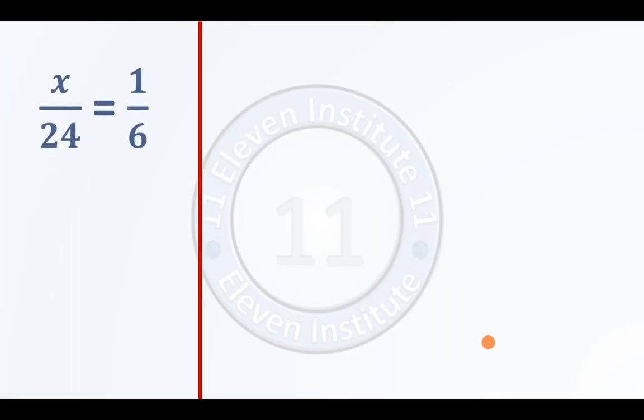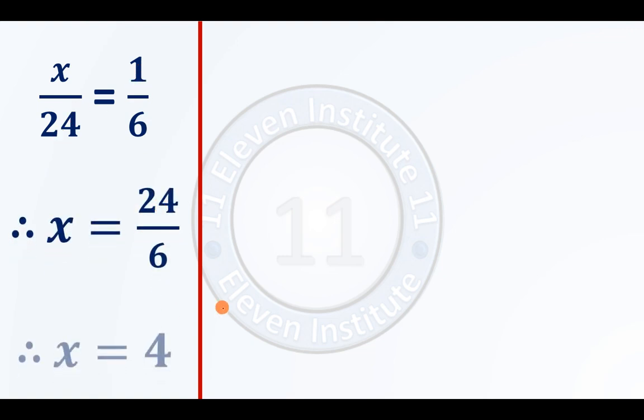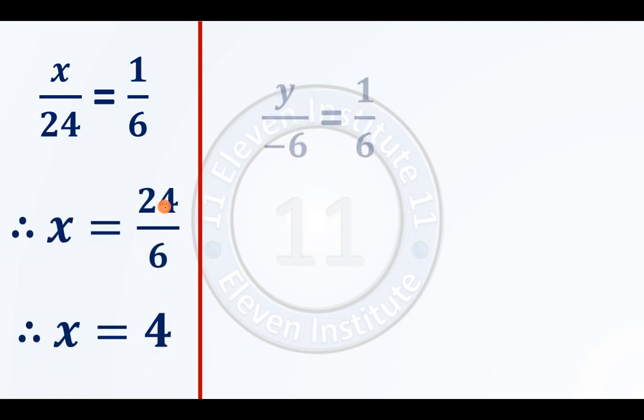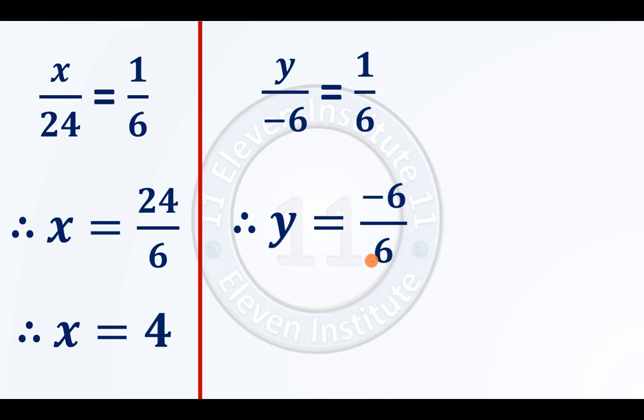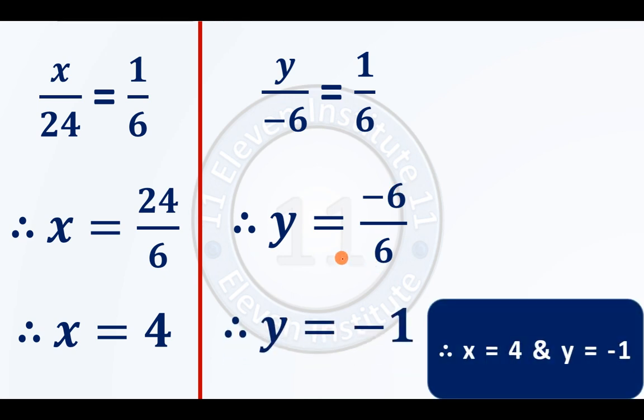Right, x upon 24 will be equal to 1 upon 6. The first is equal to last. The 24 in the denominator will go to the numerator, so 24 ones are 24, and 24 upon 6 is 4. Same thing we will do for y. Y upon minus 6 is 1 upon 6. Minus 6 will go over here. 6 cancel, so we get y is equal to minus 1. So our solution is x is equal to 4 and y is equal to minus 1. See, this is very easy method, right?